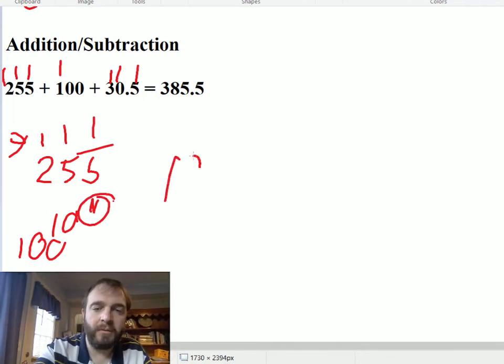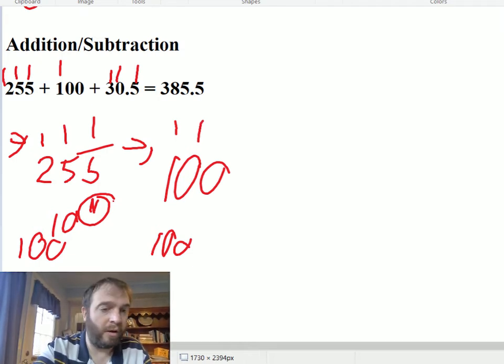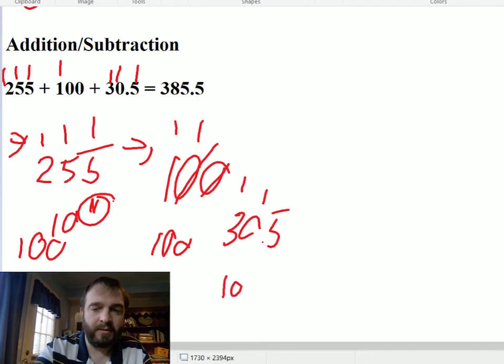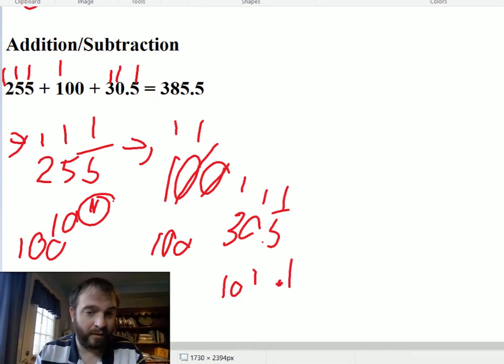Let's do 100. I'm moving across this way. Is this significant? Yes, that's the 100s place. Is this significant? No. And this is not significant. So this one stops at the 100s place. For 30.5, we've got this is significant. That's the 10s place. This is significant. It's the 1s place. This is significant. It's the 0.1s place, or the 10th place.